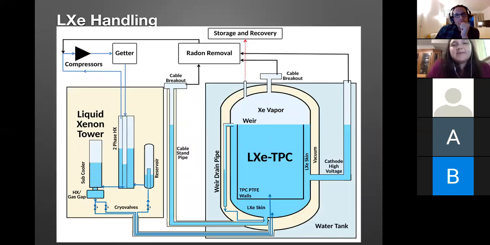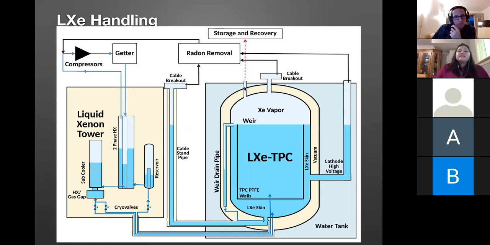This is a schematic cartoon of that story of what happens in our xenon. So we have our main time projection chamber filled with xenon. We have to have our high voltage come in from the side, but then we have this weir, like a small dam, where our xenon spills over the top. We bring it out of the detector, we warm it up, we clean it, and we send it back into the detector.